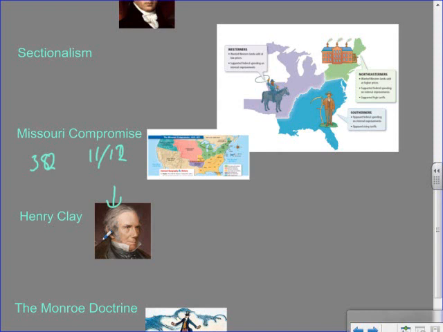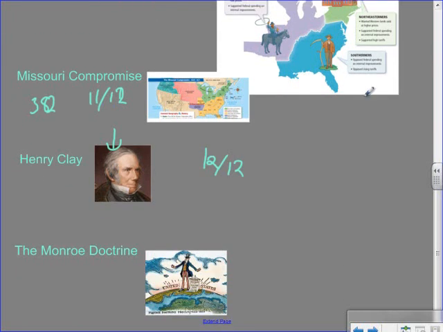Below that, as much slavery as you want. And that's basically what it does. The end result is that it maintains that balance between the slave and free states. So you have 12 and 12, so it's nice and even again.